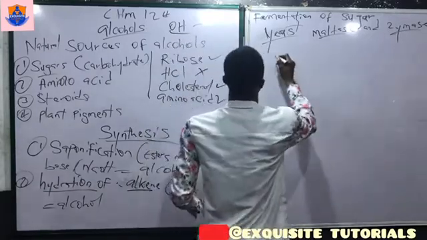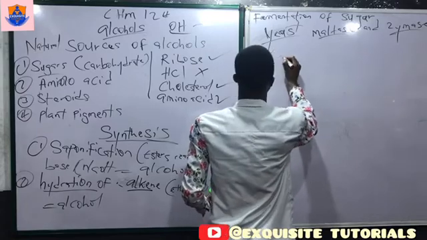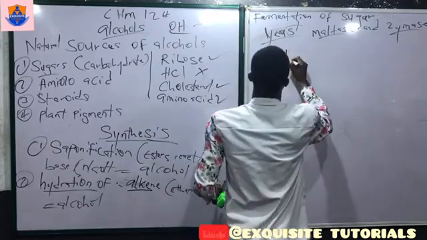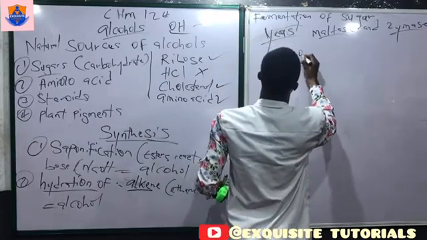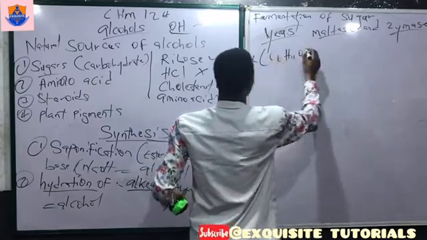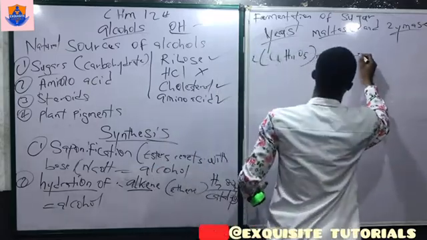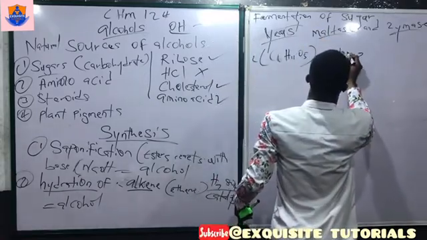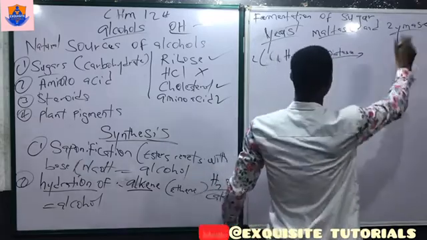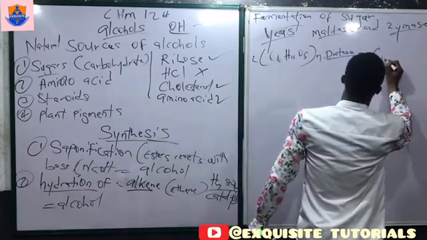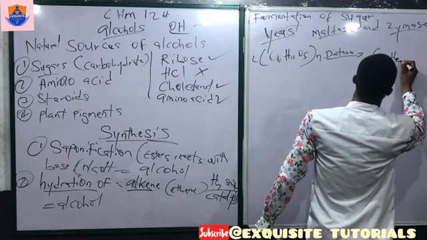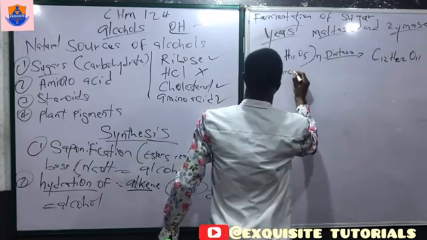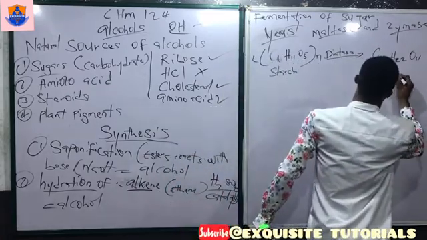First of all, it starts with starch. Let's say this is your starch, (C6H10O5)n, so let's say n. In the presence of diastase as a catalyst, it gives you maltose. Maltose is C12H22O11. This is your starch, and this is your maltose.